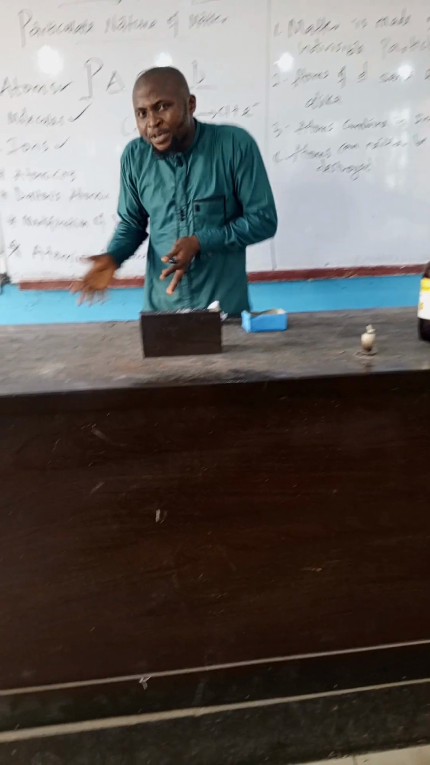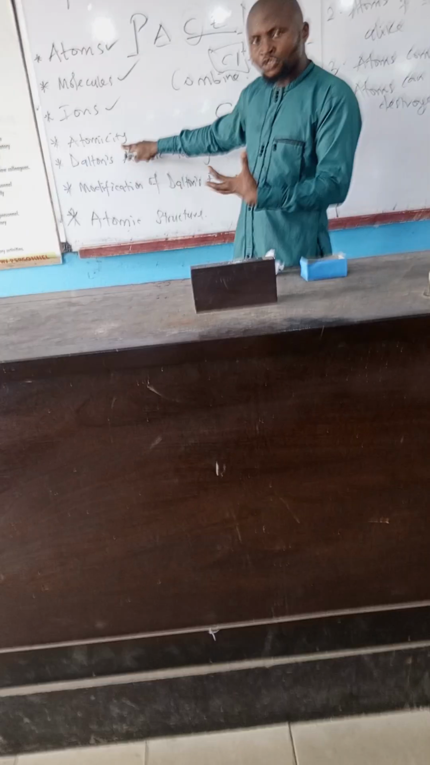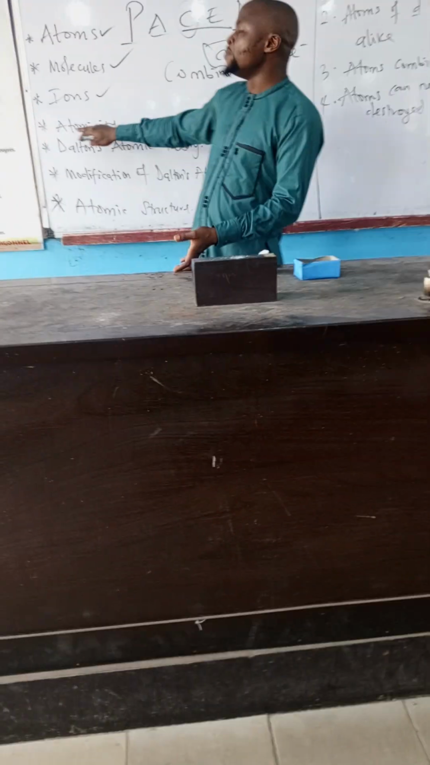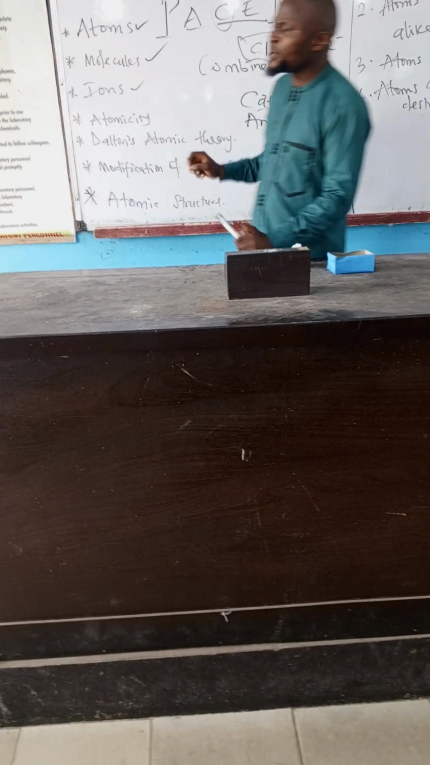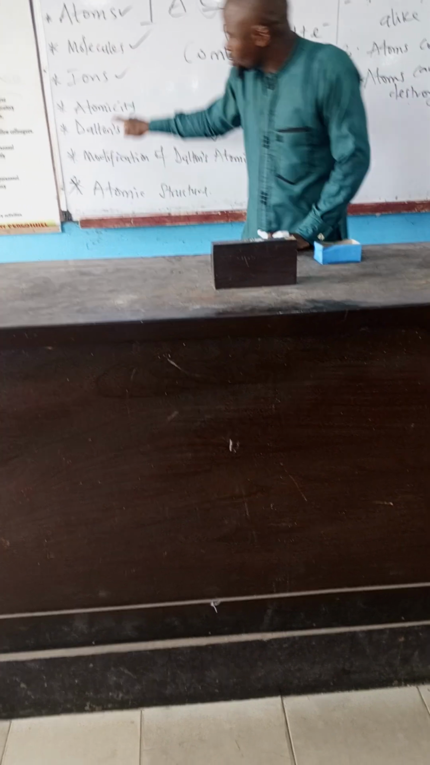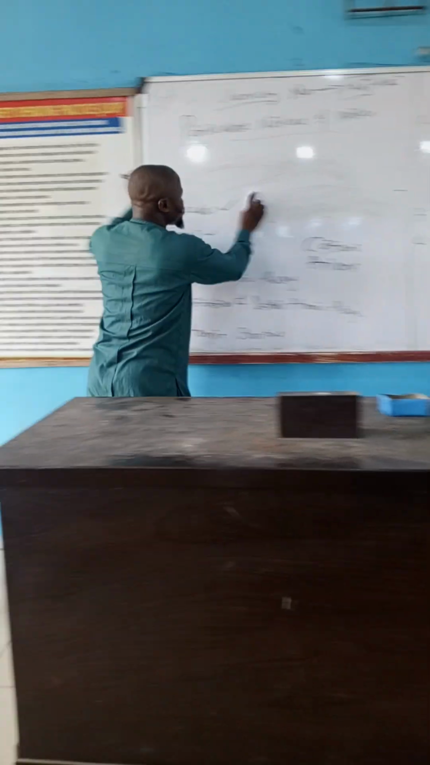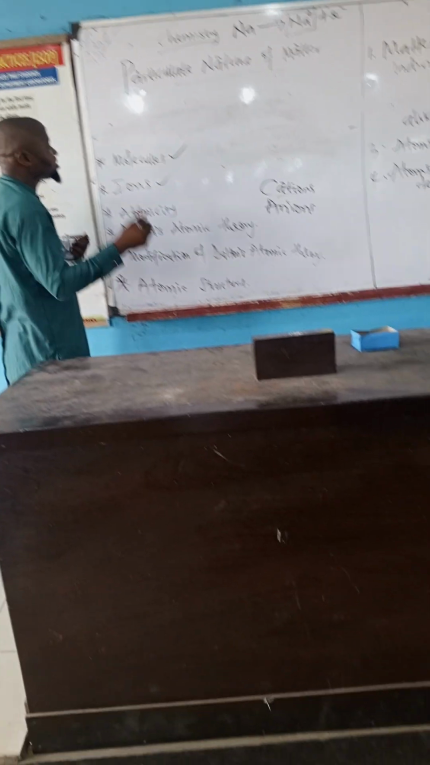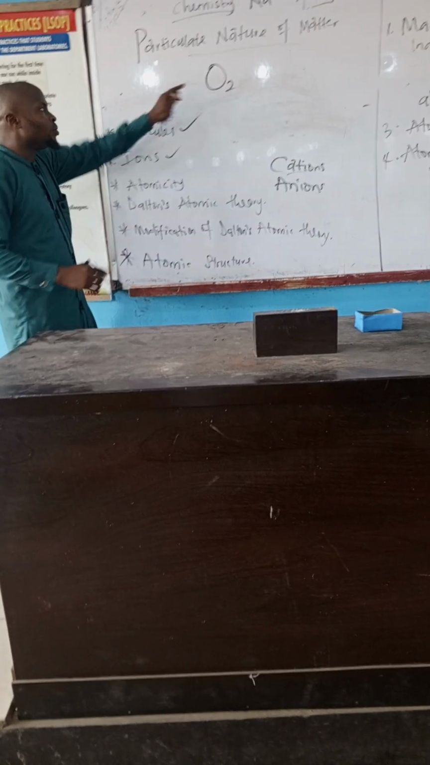Atomicity means we are interested in atoms, molecules and their numbers. That simply means the number of atoms in one molecule of an element. This is what we are saying. For instance, if you want to write oxygen, you write it as O2. This is 1 mole of oxygen.